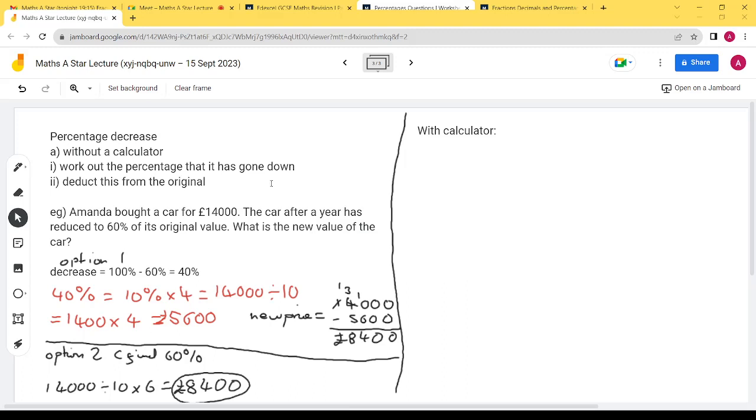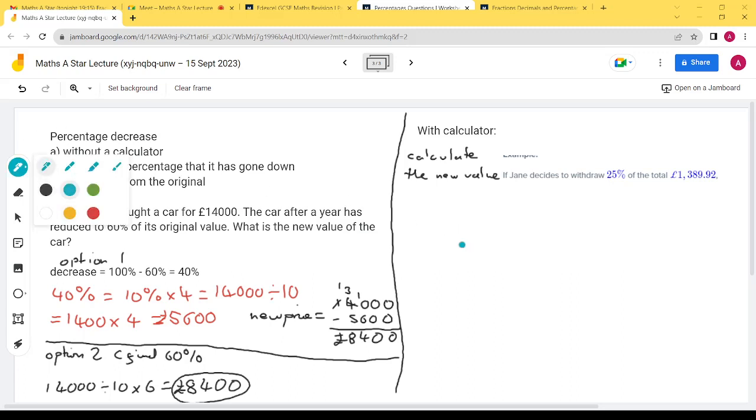So we've got here, it's not really written as a question in the original place, but it's basically: calculate the new value if Jane decides to withdraw 25% of a total of 1389.92. So just as we've done without a calculator, we can do it the same.